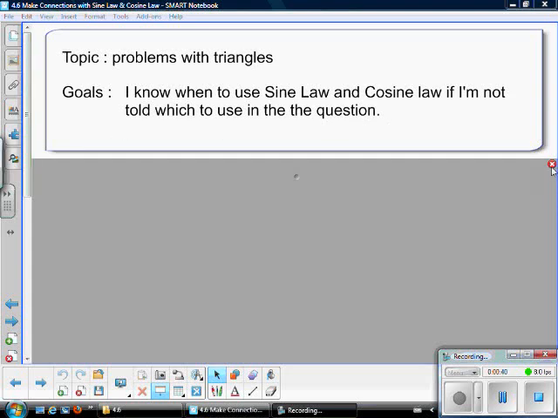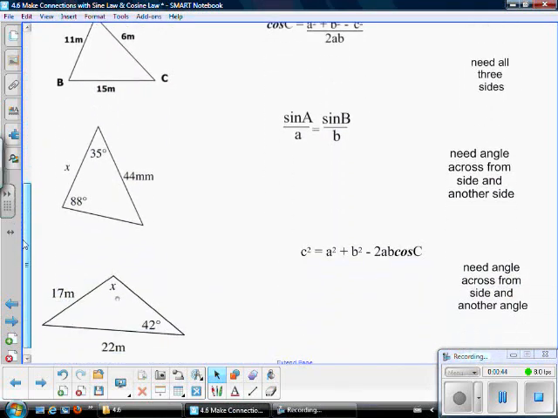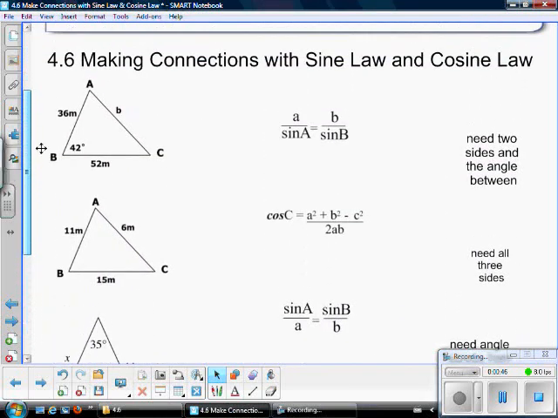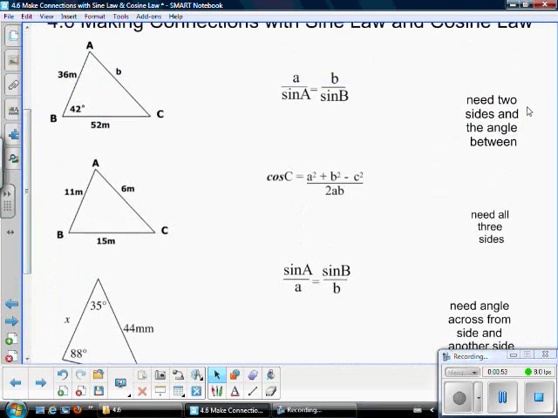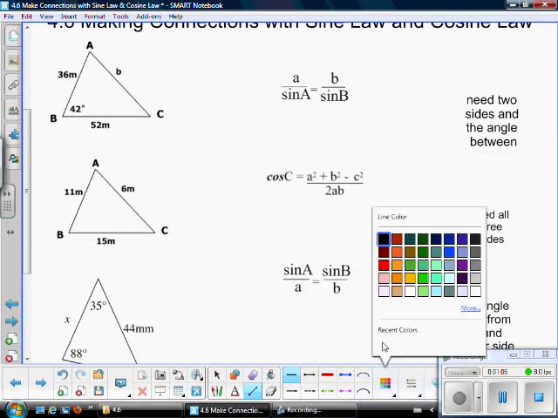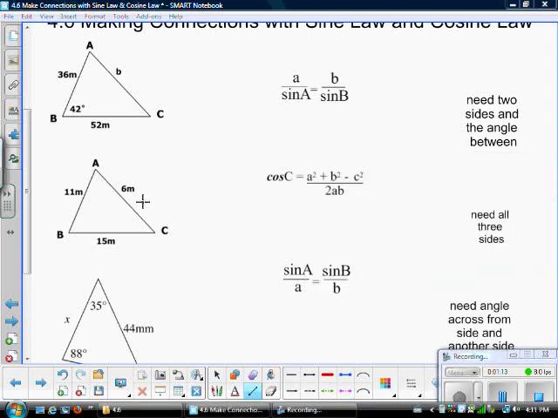So the first activity that we're going to do together is, on the left-hand side, I have 4 triangles. In the middle, I have some different formulas: sine law, cosine law, and the different forms. And then to the right-hand side, I have why I'm choosing one over the other. Okay, so first of all, I'm just going to take an arrow and make it red, and we're going to make it dotted.